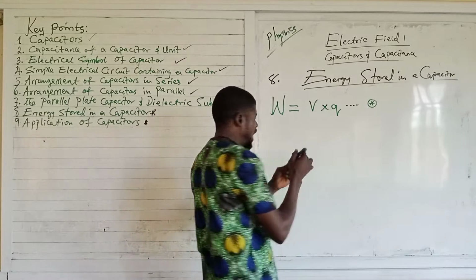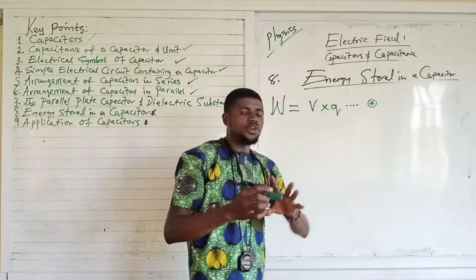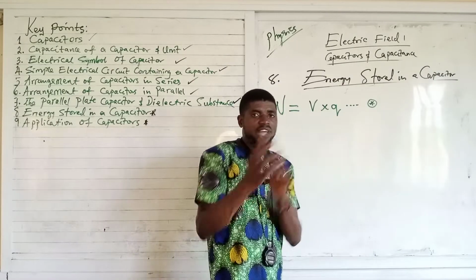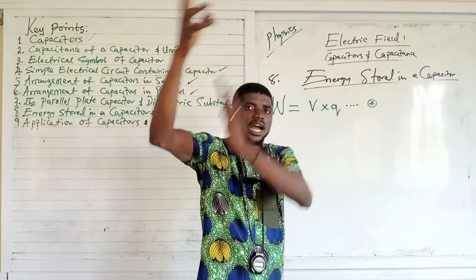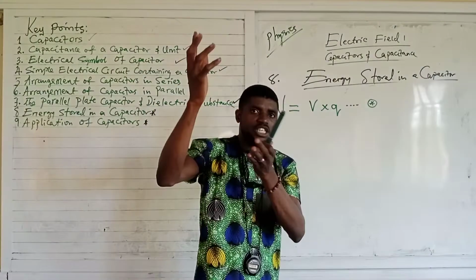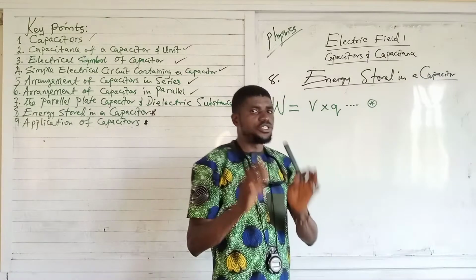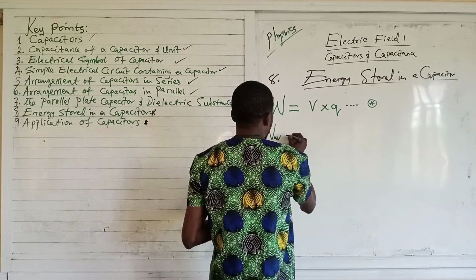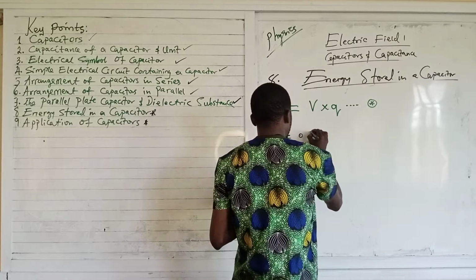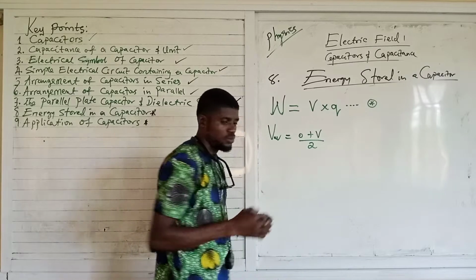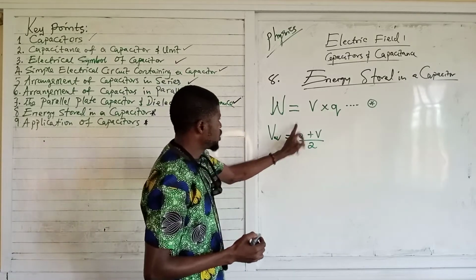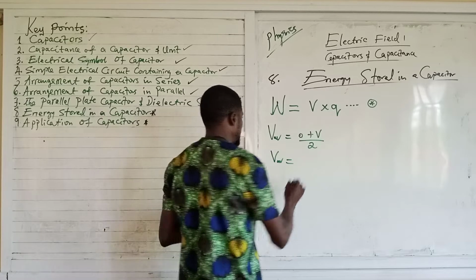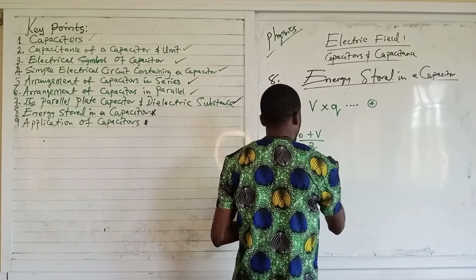However, during the charging of a capacitor, there's what we call the average value of the potential difference. So the capacitor is charged this way: 0 to peak, it will discharge. 0 to peak, it will discharge. That is how it is charged. So we can write that the average value of the voltage in the capacitor is given as 0 plus V divided by 2. It begins from 0, it charges to full, and then back. So we can say that the average value of the voltage is given as V all over 2. We can call this equation star star.